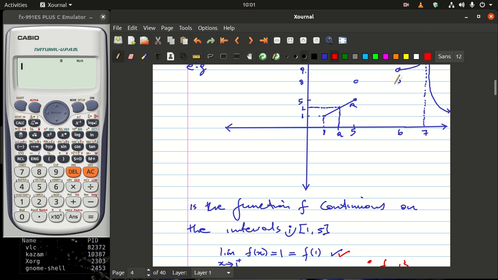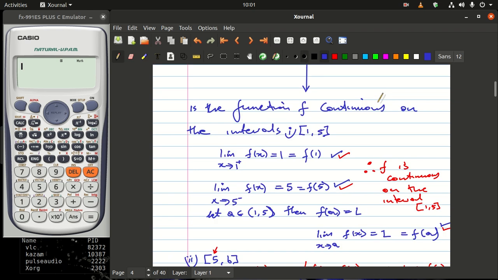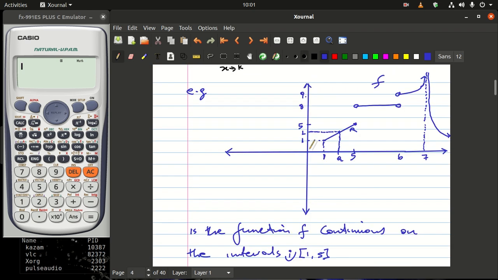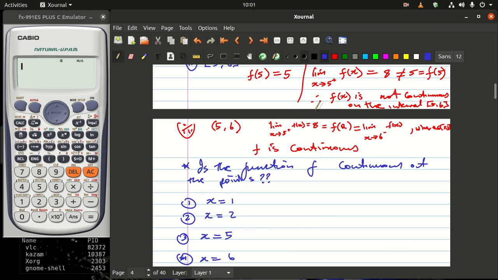Let's look now at the endpoints, and then we talk about the points of discontinuity. We classify the points of discontinuity, and then we'll be good to go. If you look at these points here, is the function continuous at these points? Let's go at x is equal to 1. Let me start with these ones that are straightforward.